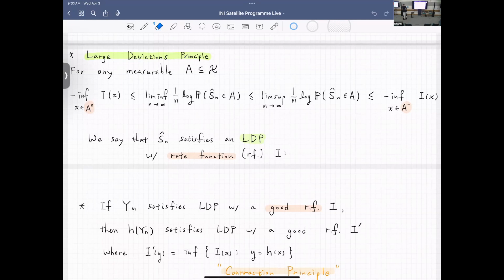Can I ask who's not familiar with light-tailed theory? Okay.